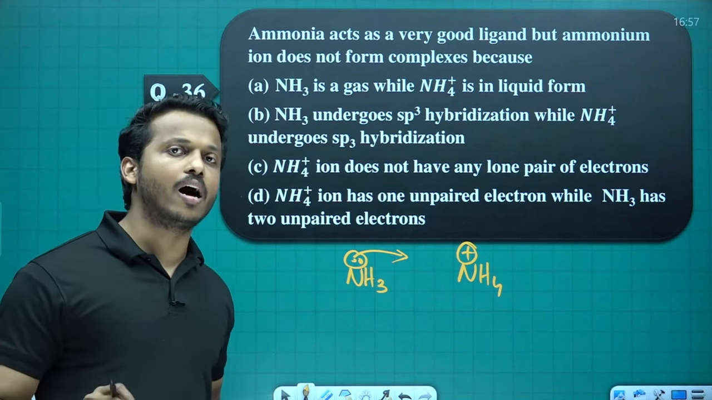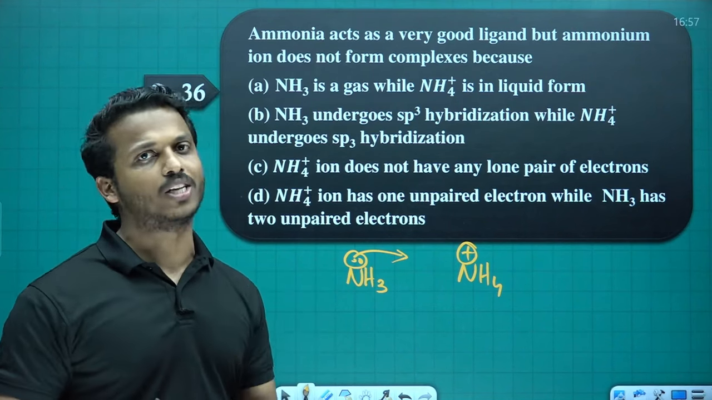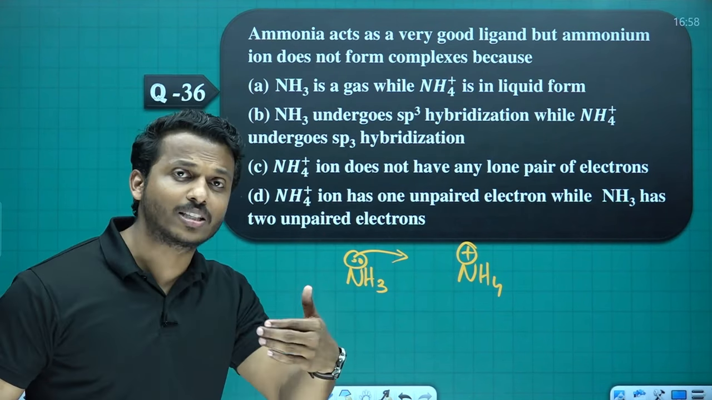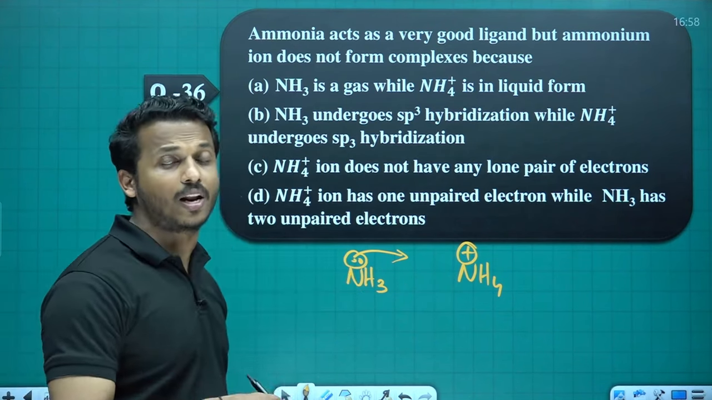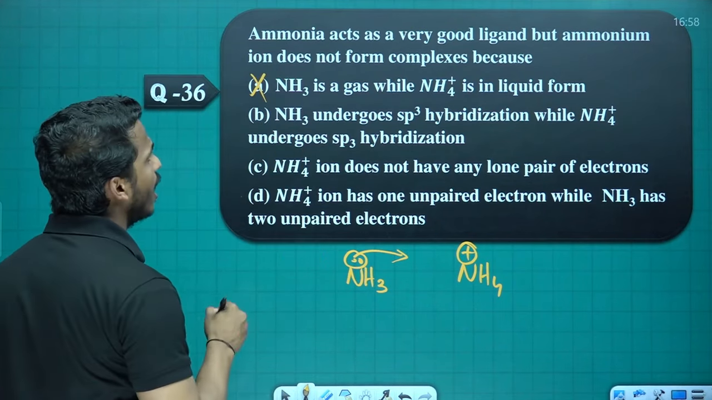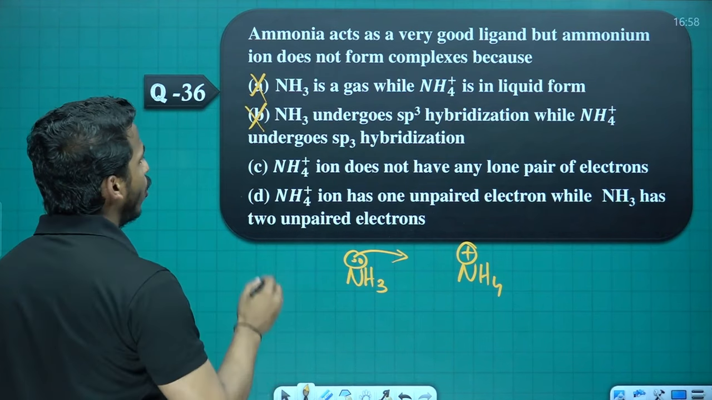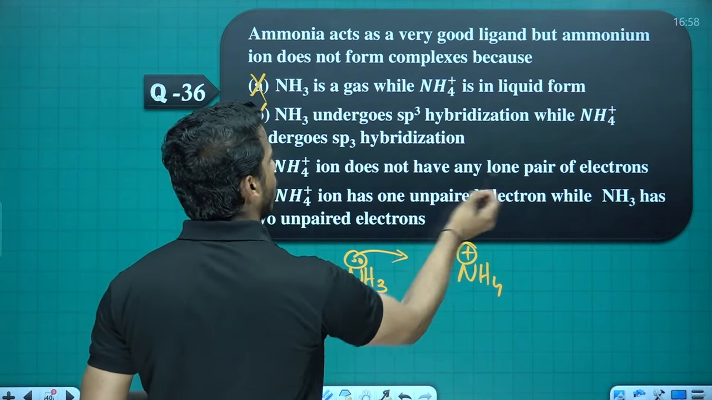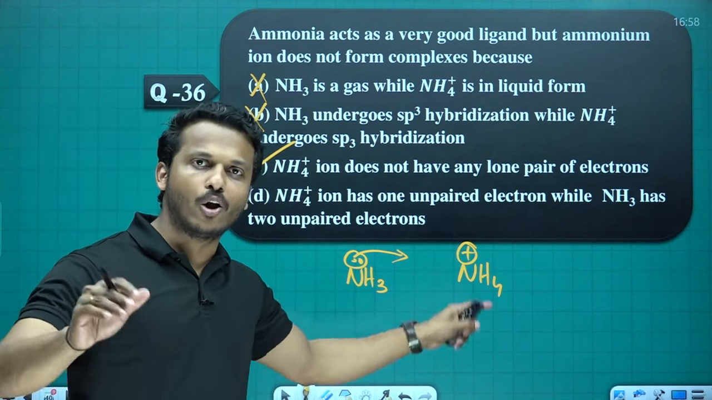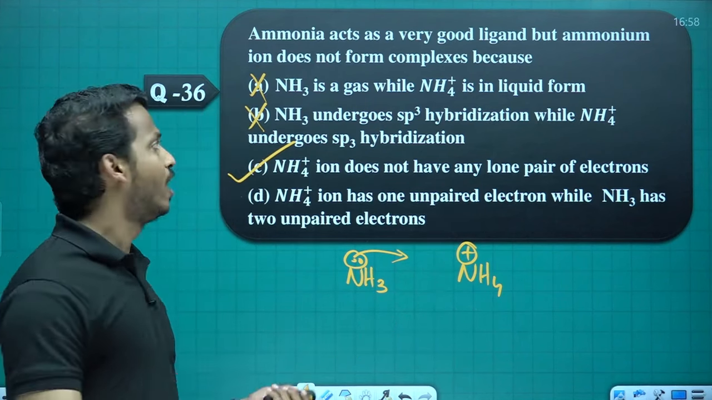Ligands are either negatively charged or neutral species. Positive charge is not allowed, right? Ammonia is a ligand because it has a lone pair that it can donate to the metal. Ammonia is a gas, and it undergoes sp3 hybridization. Ammonium ion does not carry any lone pair, but ammonia does contain a lone pair.